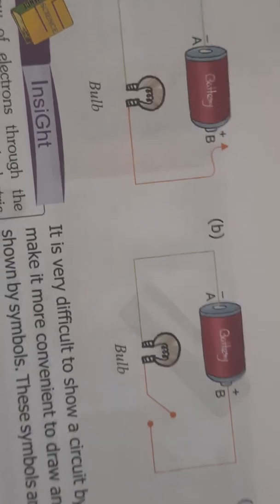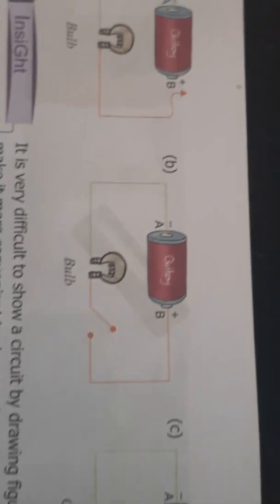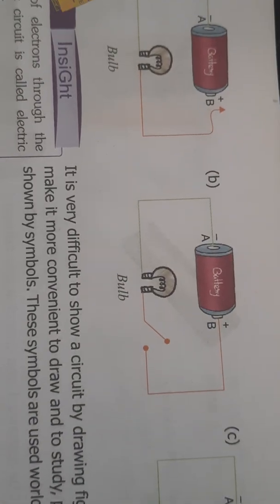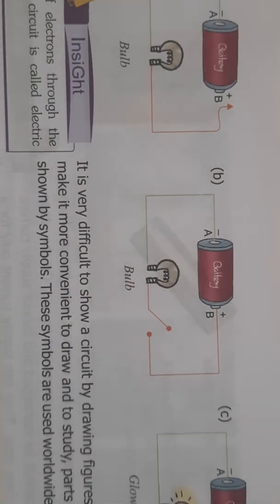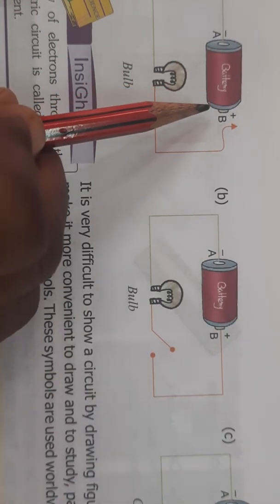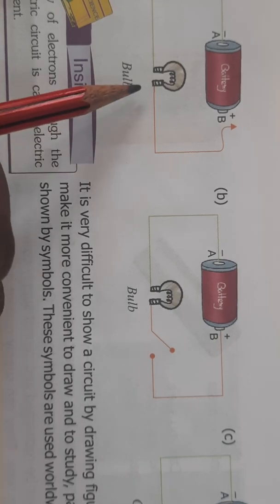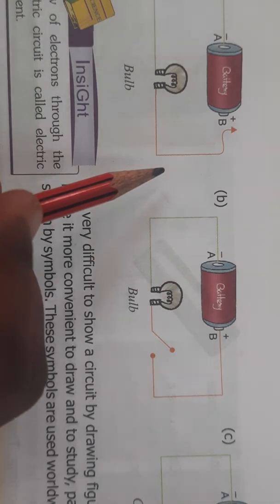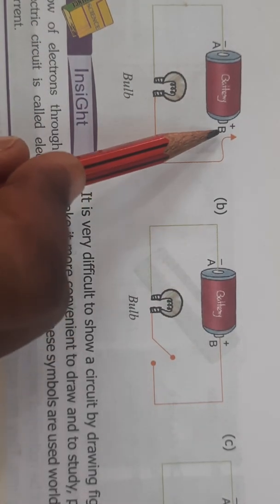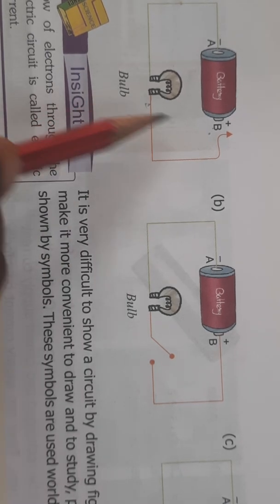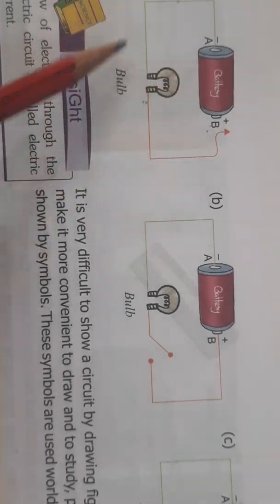Now you can see at the first figure. Now if you look carefully at the first figure, children, what can you see? You can see a cell, okay, positive and negative terminal, a bulb, and then you can see the wires. Now as you can see here, the wire is not connected to the positive terminal. खुला हुआ है, so this bulb will not glow. Why? Because this circuit is not complete.